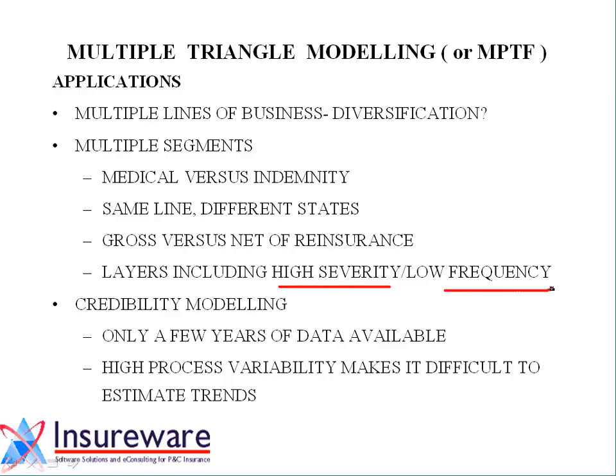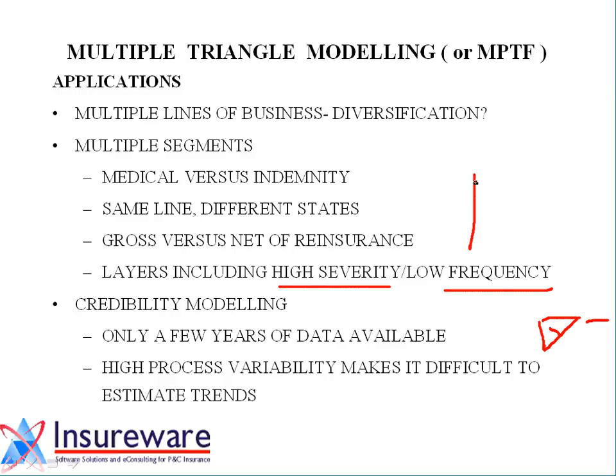MPTF also has major applications to layers, also to pricing, high severity, low frequency data. It also has applications to credibility modeling, and that is when you only have a few years of data available, and as a result of that, you don't have credible estimates of certain parameters. For instance, the triangle might be very small in terms of the number of accident years, and as a result of that, you can't measure the development out here in the tail. Perhaps also as the relative process variability is high, you don't have a significant or credible estimate of the inflation.